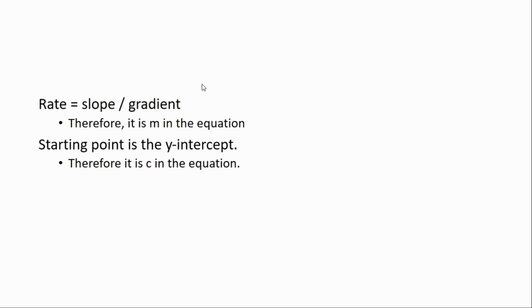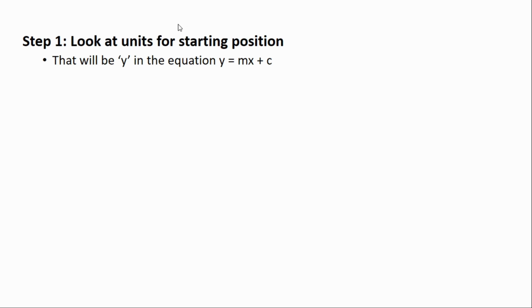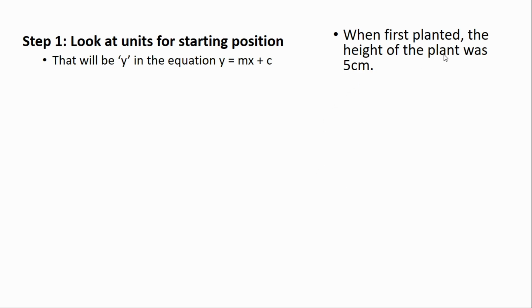Alright, now moving on to the steps that we need to follow. Our first step is to look at the units for the starting position. And the scenario said when first planted, the height of the plant was 5 centimeters. So in this case, this means our y value is referring to height. So whatever your y-intercept is, in this case it's height, that is what your y value is going to mean.